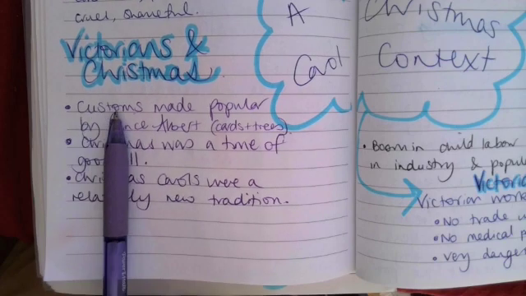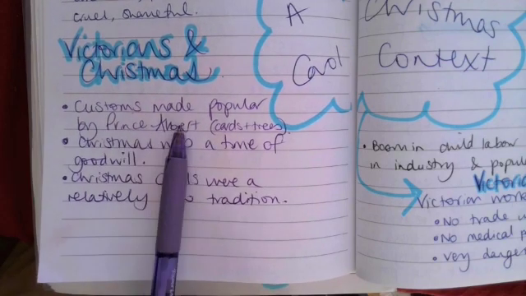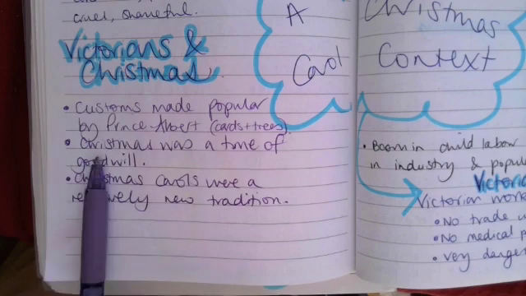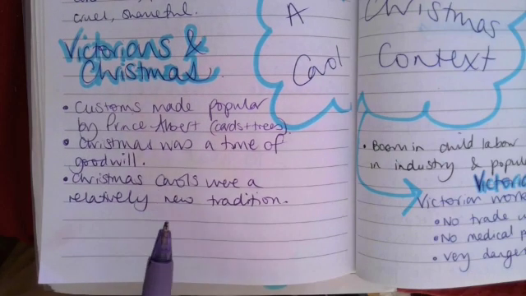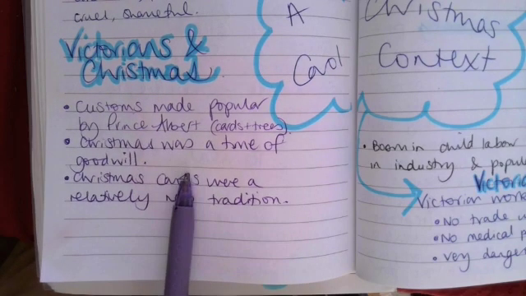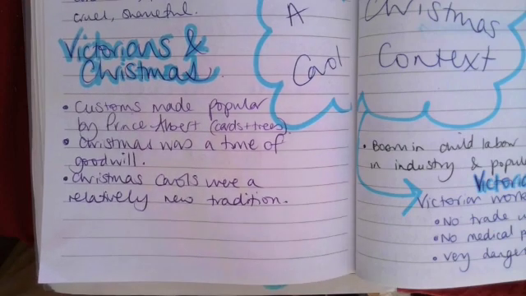So first of all, we've got that customs were made popular by Prince Albert. For example, he introduced these customs of cards and of trees when he married Queen Victoria. In the Victorian era, Christmas was a time of goodwill, so there was an expectation of showing goodwill, showing Christian behaviour. And then the final thing, that Christmas carols were a relatively new tradition. So the chap in the video said that in 1833 the first book of Christmas carols were published. This book was written in 1843, so actually not a huge amount of time difference.